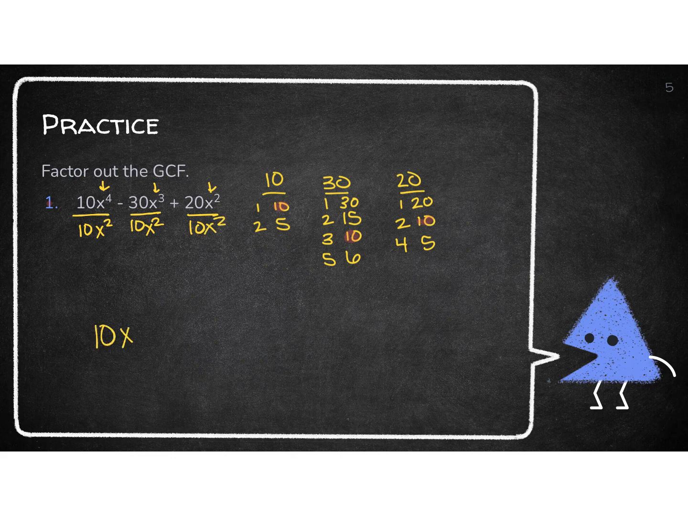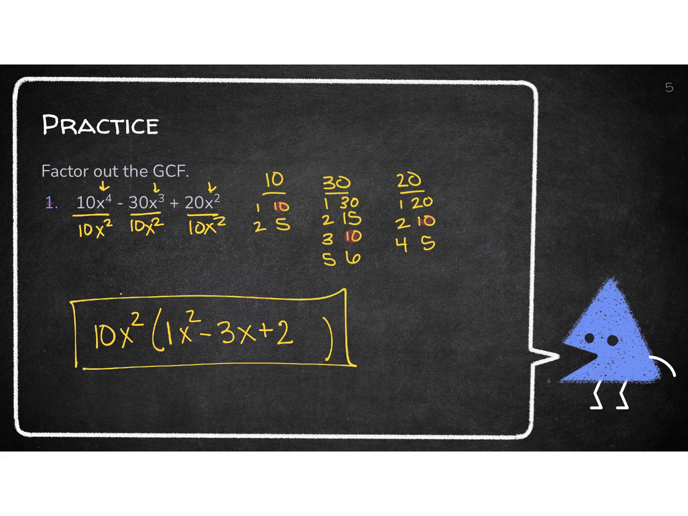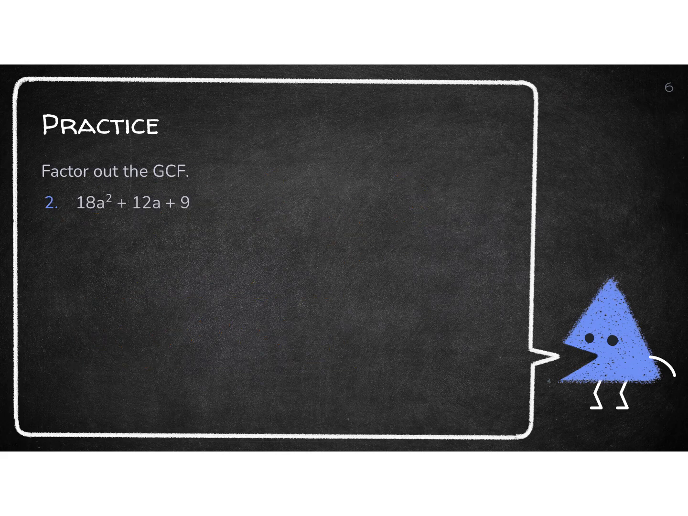We write what we took out, the GCF. That goes first. And now we're going to do the division. 10 divided by 10 is 1. X to the fourth divided by x squared. Remember, you subtract. So 4 minus 2 is x to the 2. Minus 30 divided by 10 is 3. X to the 3 divided by x squared. You subtract those. So 3 minus 2 is 1. Plus 20 divided by 10 is 2. X squared divided by x squared. That's done. So what you could do to double check everything, this is my final answer, but you could go ahead and try to distribute everything back through and see if you get back up to that answer. If you do, then you know you're good.